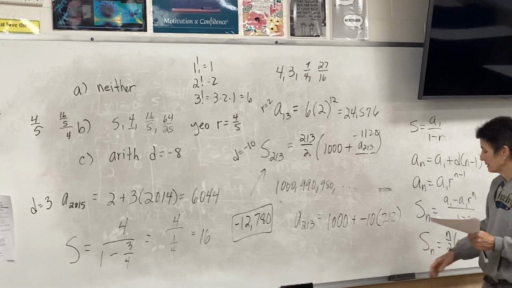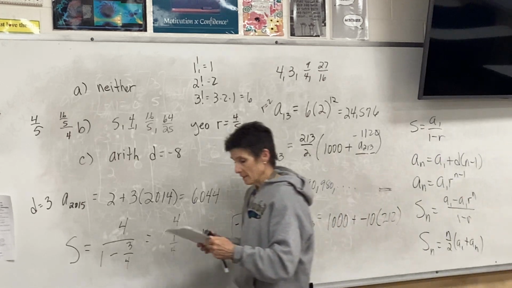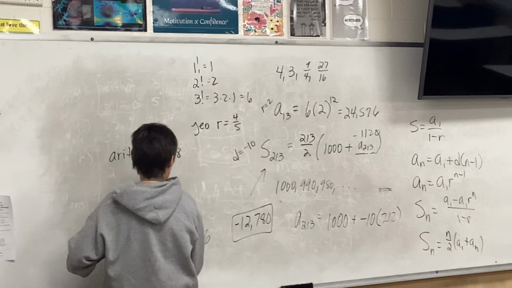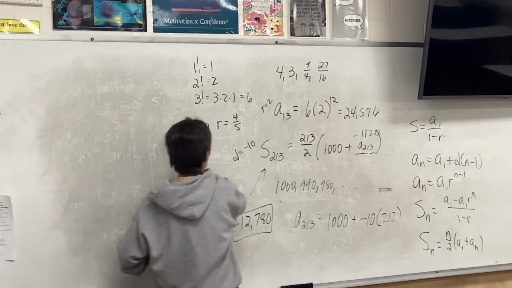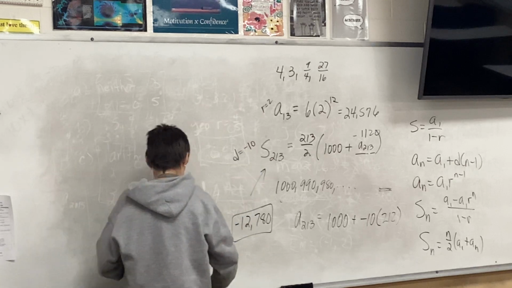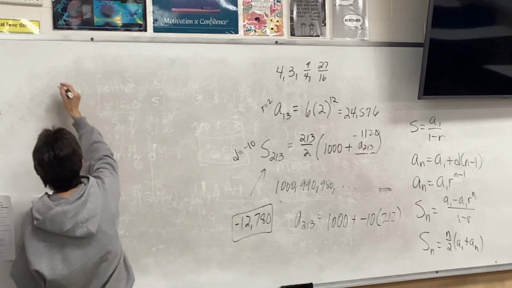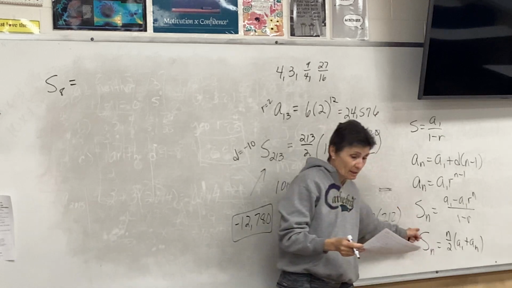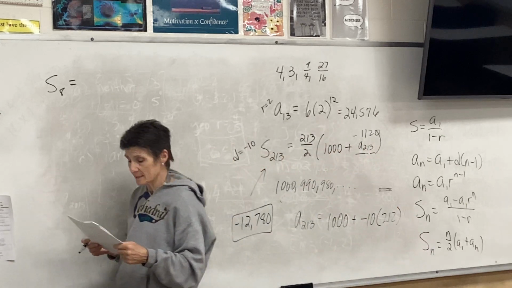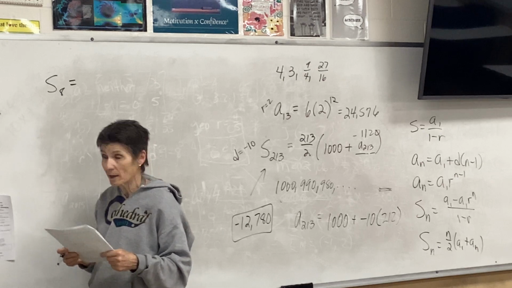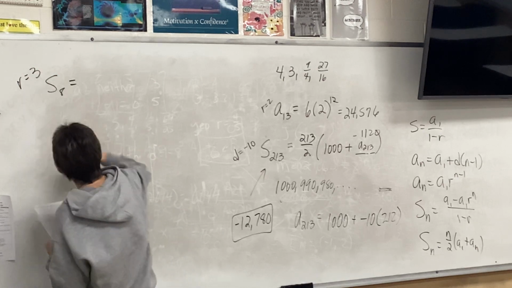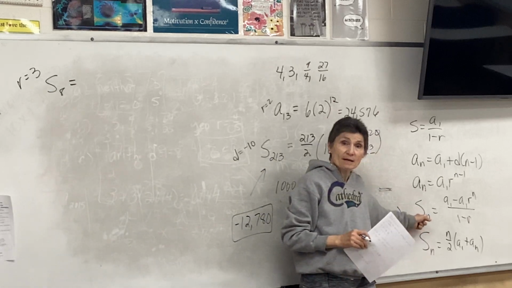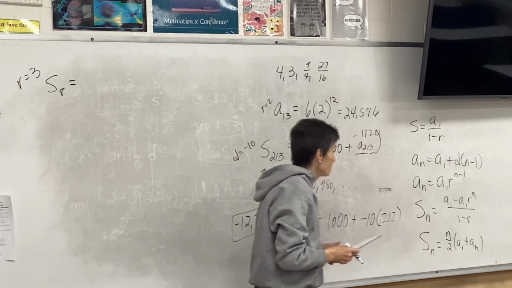Perfect, perfect, perfect. Okay, letter E is another sum. We're going to be finding a sum for letter E. The sum of 8. Alright, so I'm one of these guys down here. What's happening in the sequence? It looks like we are multiplying by 3. So my ratio is 3, which means I'm going to be using this formula right here. This is my geometric formula.